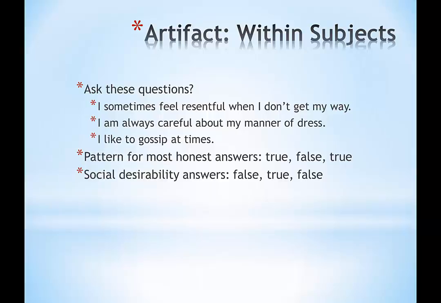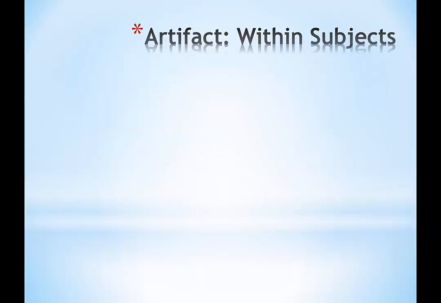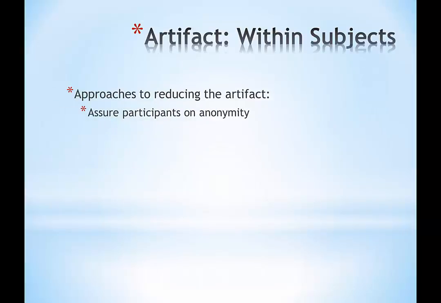And by the way, there are entire scales. There's a classic Marlowe-Crowne social desirability scale. There are social desirability scales built into major products like the MMPI-2 and things like that, where you can actually get a measure of one's level of socially desirable responding. So the approaches, and I think we've kind of inferred these.